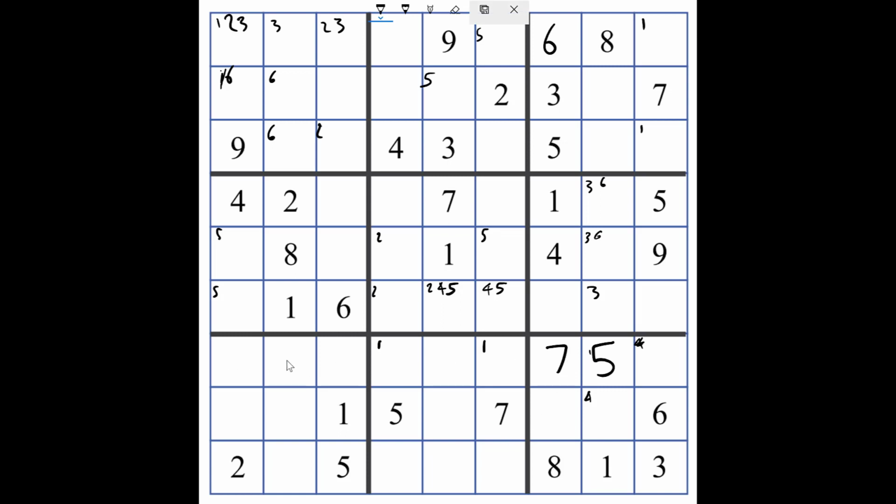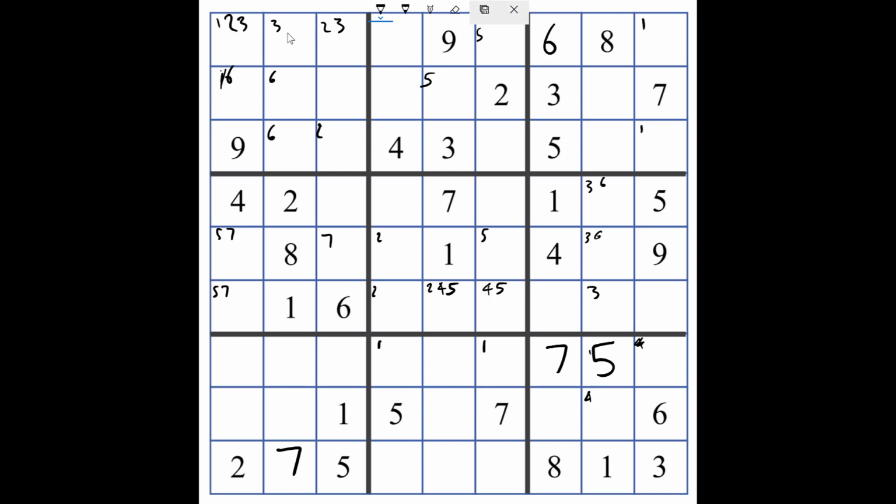Again, this 7 is going to block all of that out. That only leaves one place for a 7. Let's look here. 7 can't go here. That actually leaves 3 places for a 7.